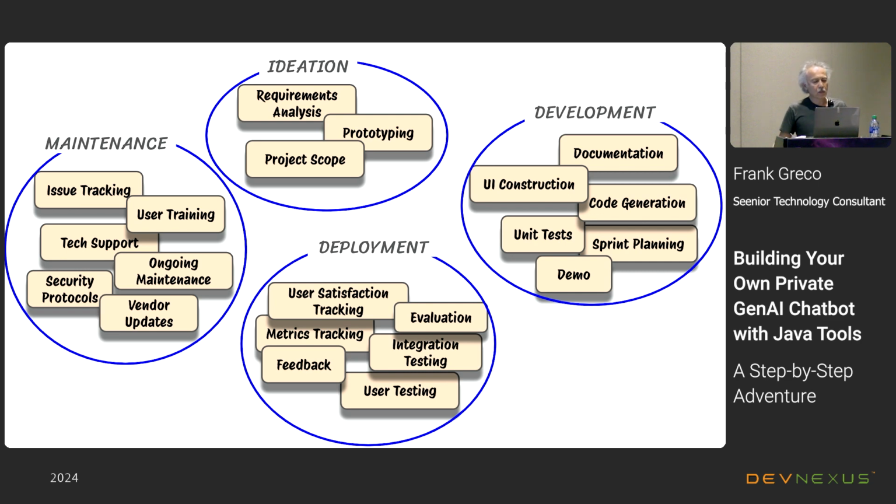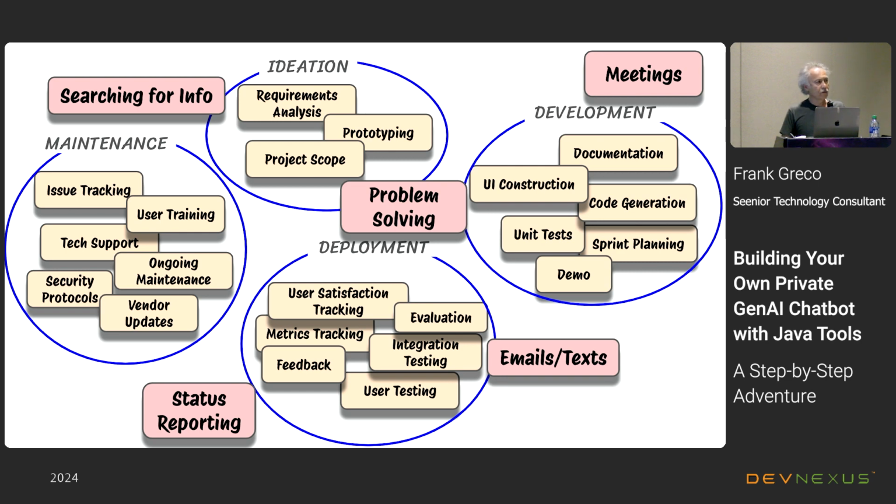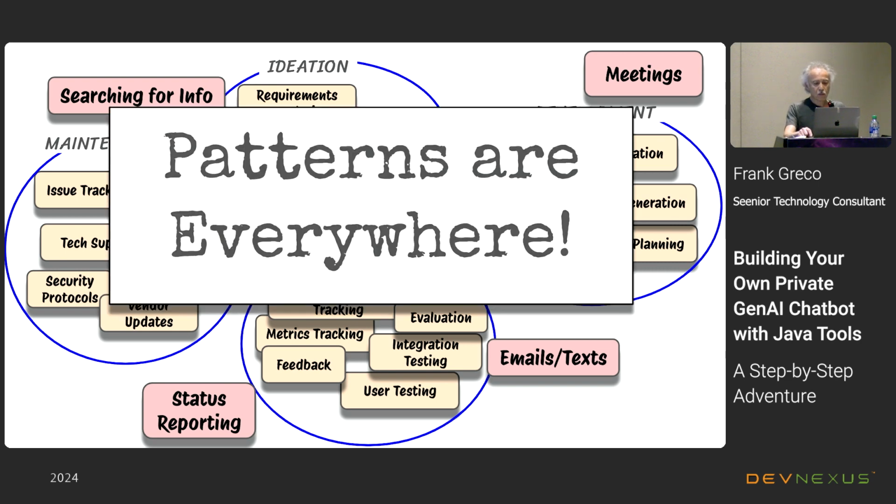If you look at all the basic areas of software development, whether you're doing requirements analysis, or writing code, or deploying something, doing maintenance, if you think about it, each one of those is a collection of patterns, right? It's like, wow, that's pretty cool. And then when you're not doing techie stuff, you're searching for info, or you're solving a problem. You go into a meeting, there's emails, somebody's texting you, status reports, right? But all those have patterns. So patterns are everywhere in the software development process.